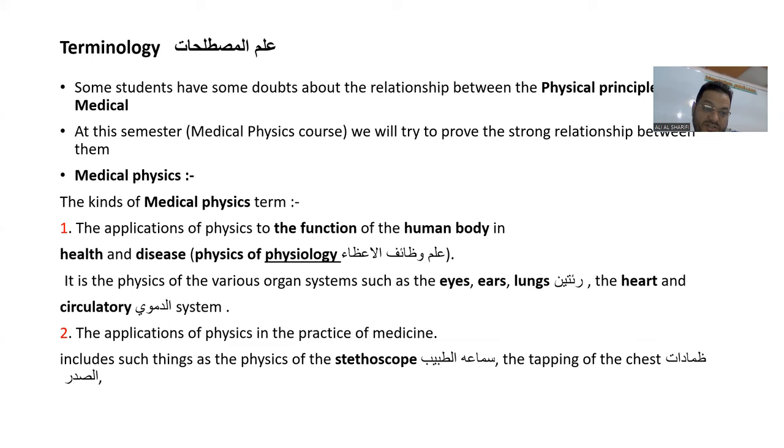Let's go deeper into our topic. The medical physics. We have two kinds of them. The first one is the application of physics to the function of the human body, related with the human body. That means disease and health. The second name for it is physiology. It is the physics of the various organ systems, such as eyes, ears, lungs, the heart and circulatory system.